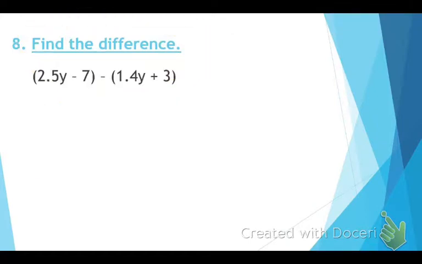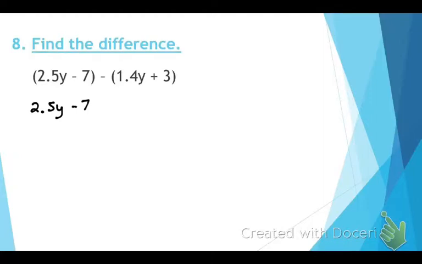All right, problem 8 is just like problem number 7, so be careful and think about what to do when there's a negative outside of the parentheses. First things first, do I need the parentheses around the first set of terms? No, I do not. There's nothing to distribute, so I can just drop it down like this.